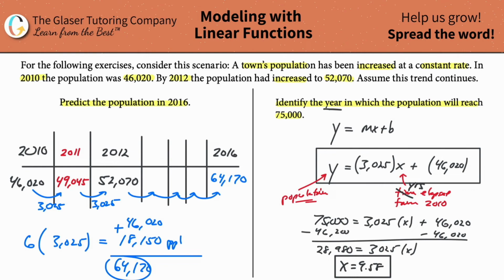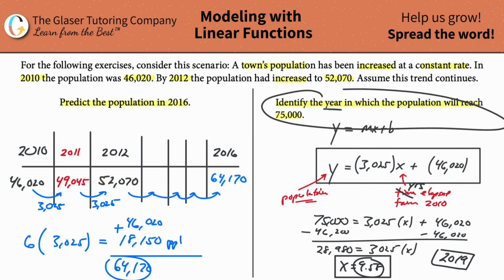Now if we started in 2010 and over that period we went 9.58 years, the question is, in what year are we in? What would be your answer? We would be in the year 2019, right? We don't round this value up, because the nature of the question is it's asking us what year we are in. So we round down in this particular case, because that's what the question requires. So the year in which the population will reach 75,000 is going to be 2019.